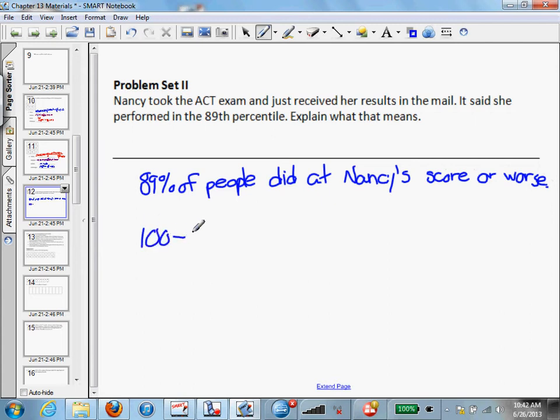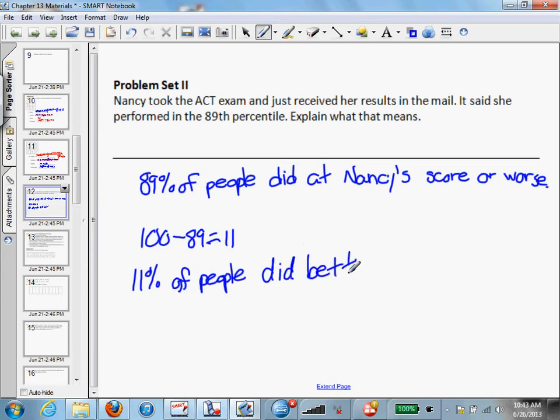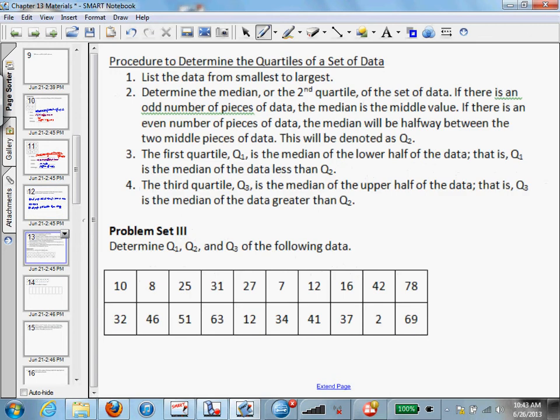Okay, now what does that mean in terms of people that did better? What you want to do is take 100 and subtract 89 from that. When you do that, you're going to get 11. So that means 11% of people did better than Nancy. That's what that means statistically. Okay, let's keep moving on.